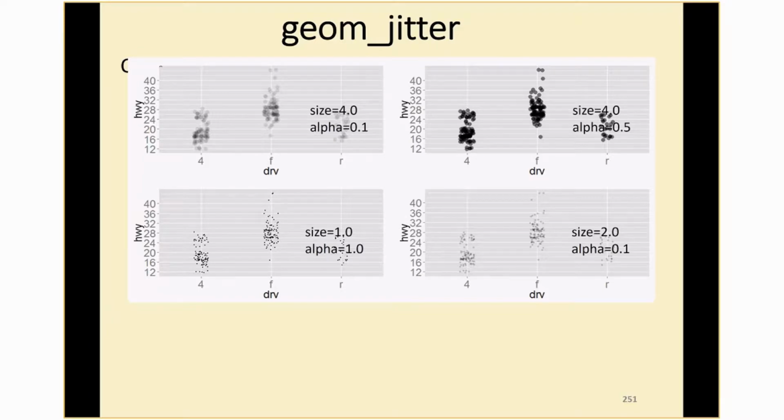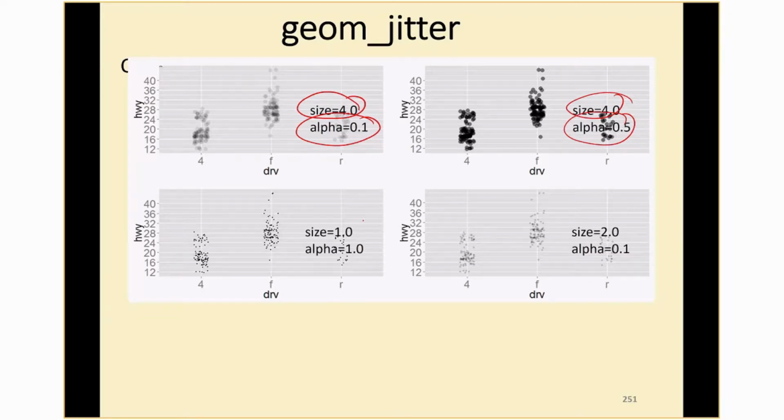So here are some examples of manipulation of size and alpha. I've made the size fairly large. I've set the alpha equal to 0.1, so I'd need 10 points sitting on top of each other to get perfect blackness. Here I've set the size equal to 4 and alpha equal to 0.5. 2 dots on top of each other would represent perfect blackness.